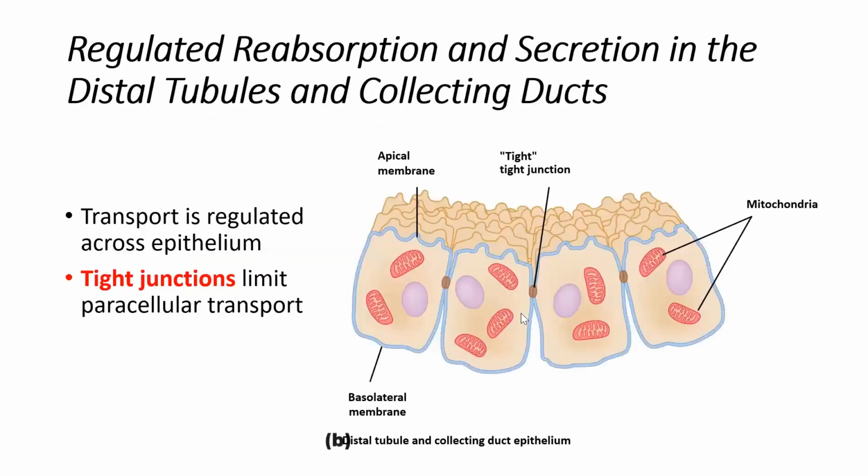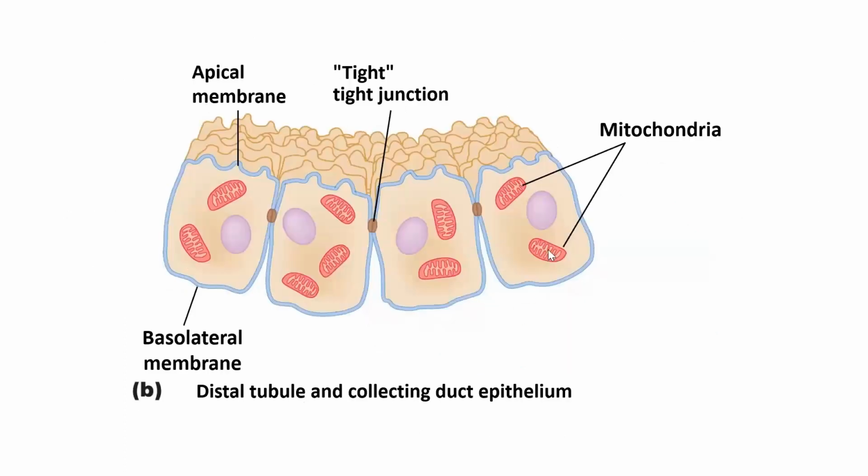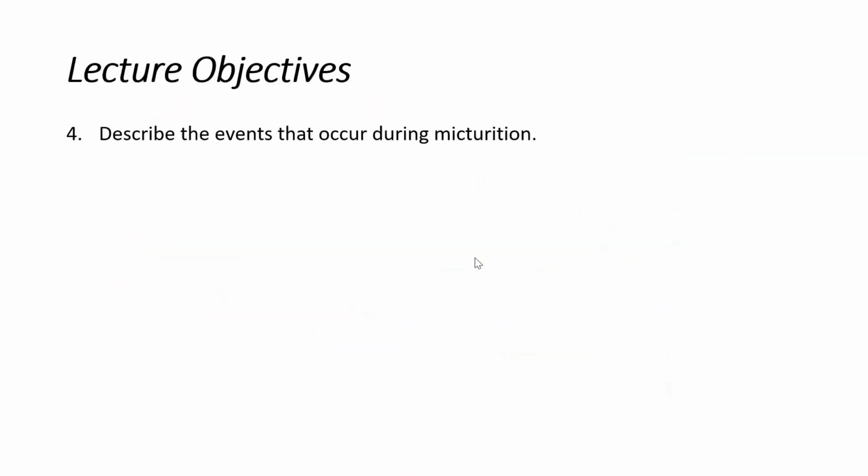Okay. All right, and then the cuboidal distal tubule cells have less mitochondria. They are square-shaped cuboidal cells. They have tight junctions. They don't have microvilli. Therefore, there's no brush border.